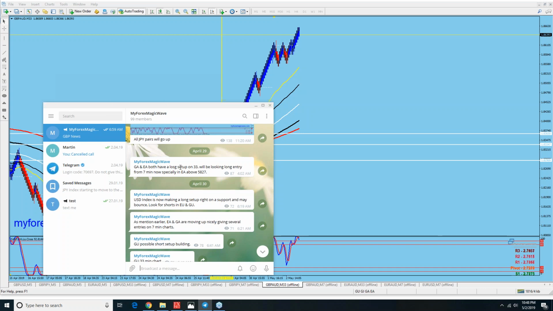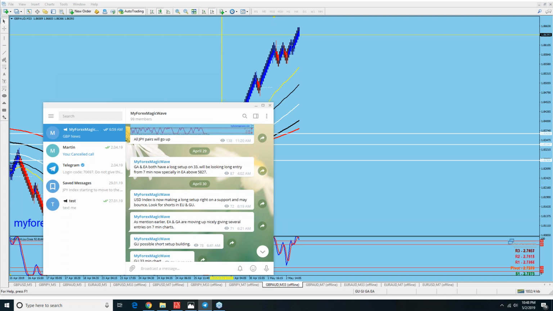So the long-term setup is on the 33-minute. It's a long setup, but the entry would come from the 7-minute after confirmation. I'm not going to open the trade blindly from the 33-minute chart just because the setup is there. I want to see some action in my direction.